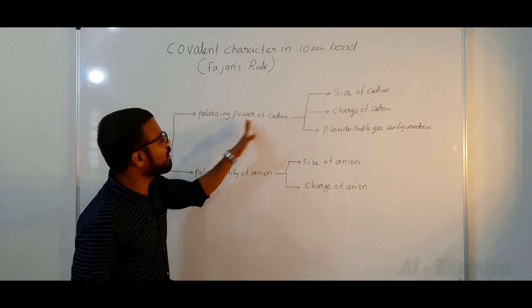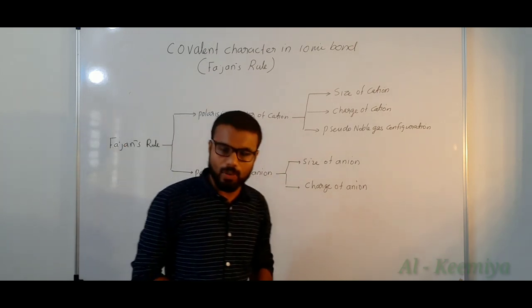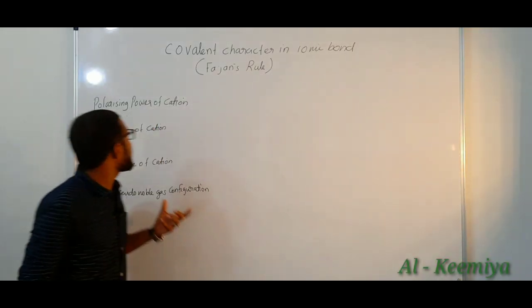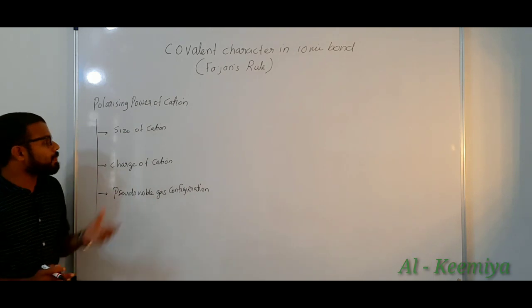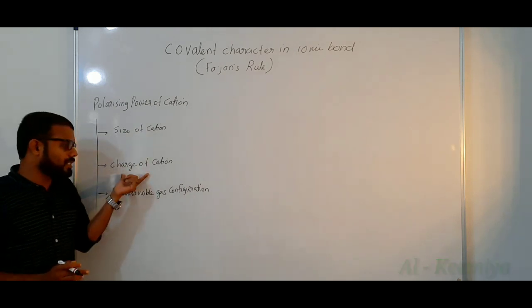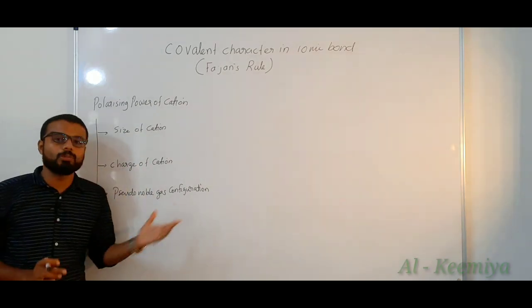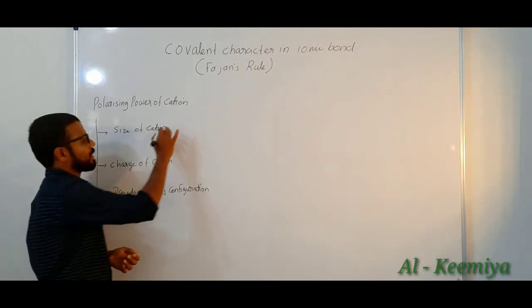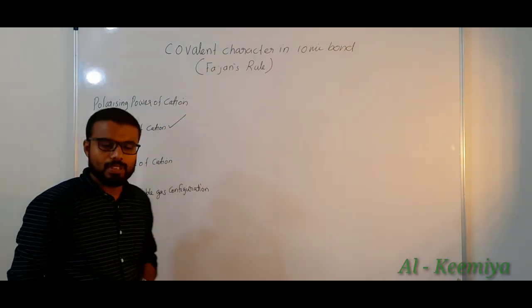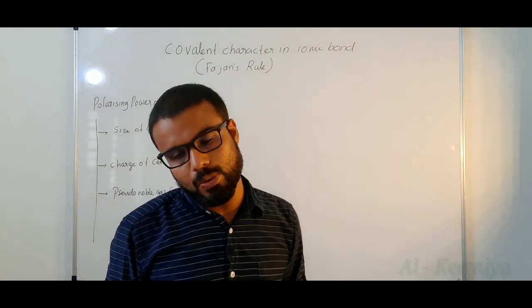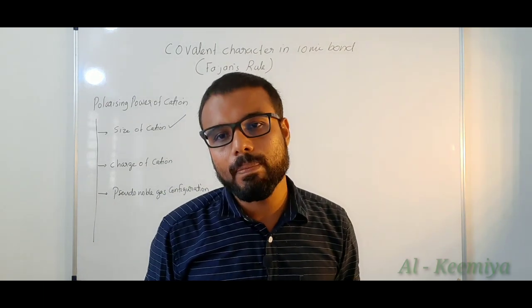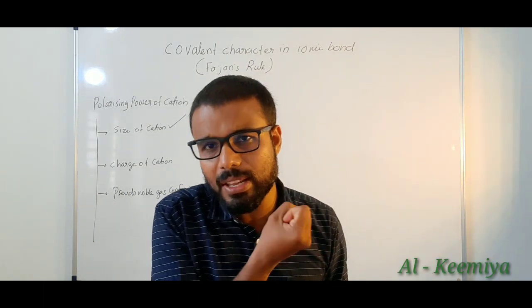So first we are going to discuss the polarizing power of cation. Let us discuss the polarizing power of cation. It depends on three factors: size of cation, charge of cation and the pseudo noble gas configuration. So the first factor, size of cation. Smaller the size of cation, higher will be the pulling power, that is polarizing power.